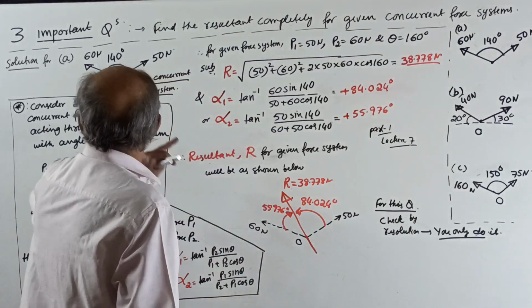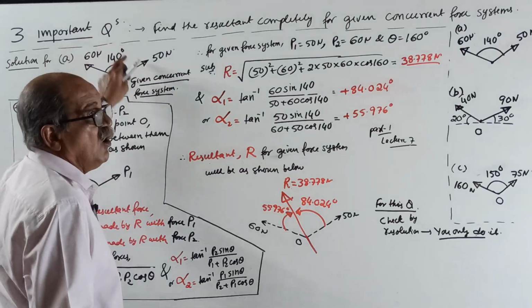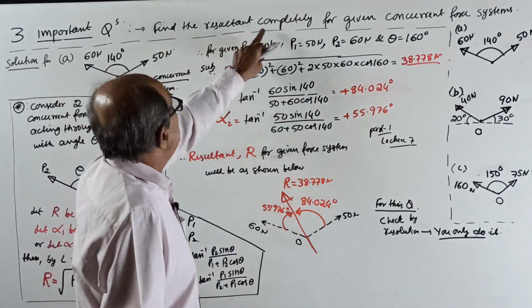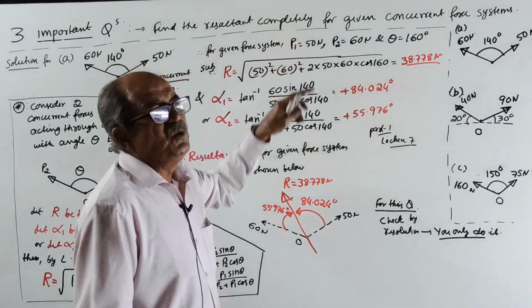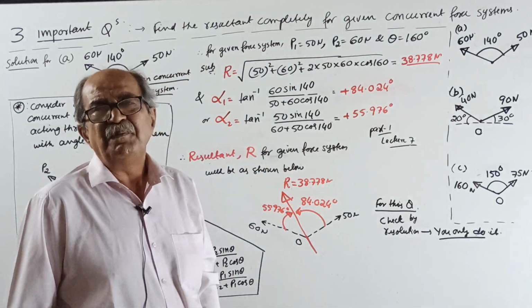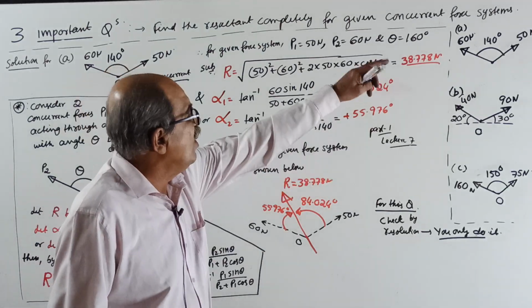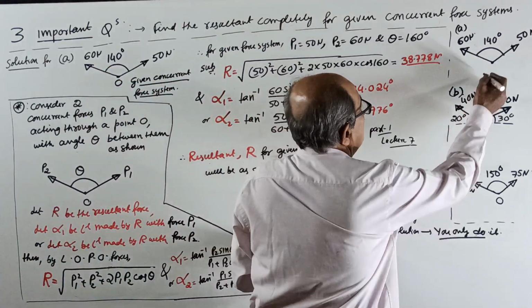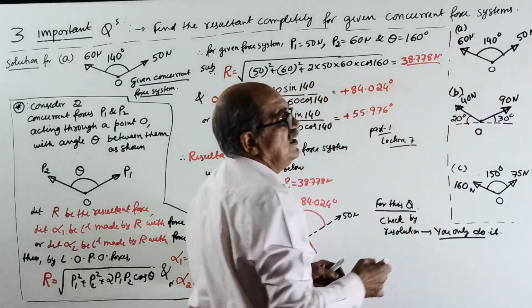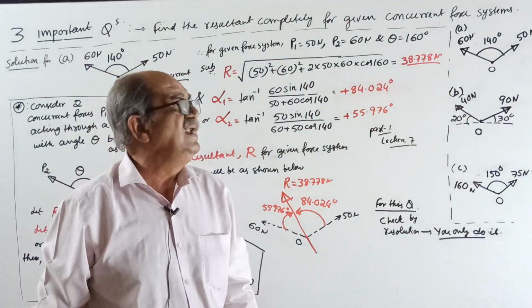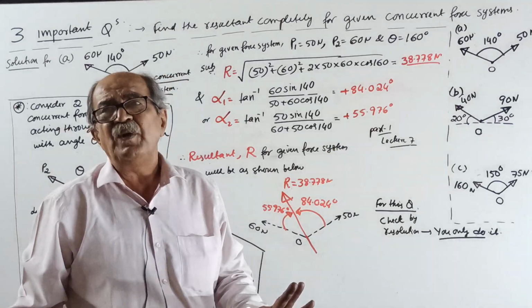Okay, start. 3 important concept-based questions. The question is, find the resultant completely. I already told what completely means: magnitude, direction and line of action. Since all of them are concurrent force systems, line of action is not required. You require only magnitude and direction, that is only R and one of the alphas.